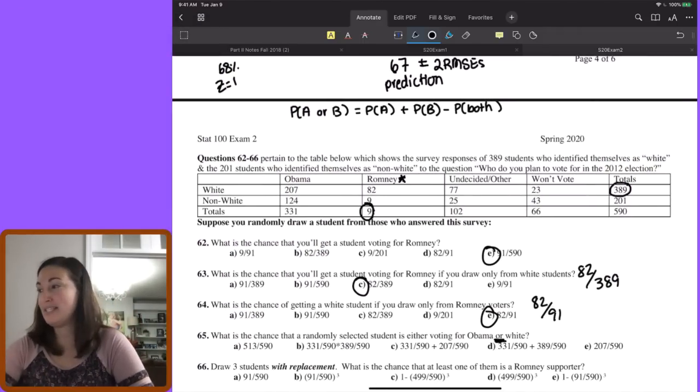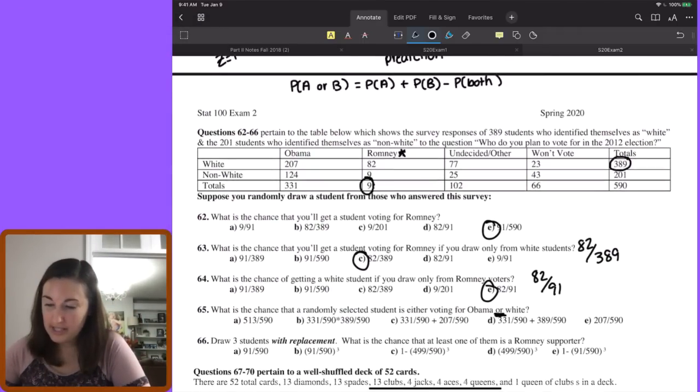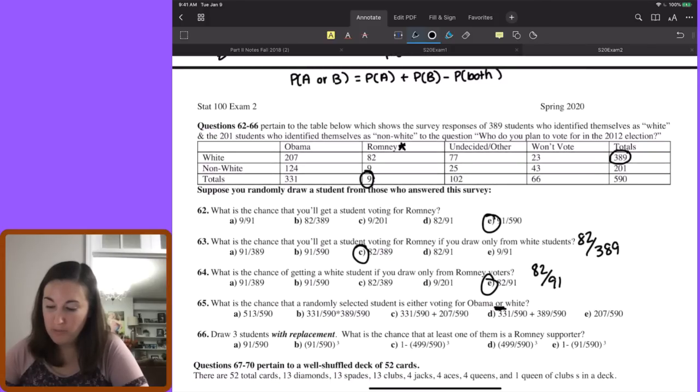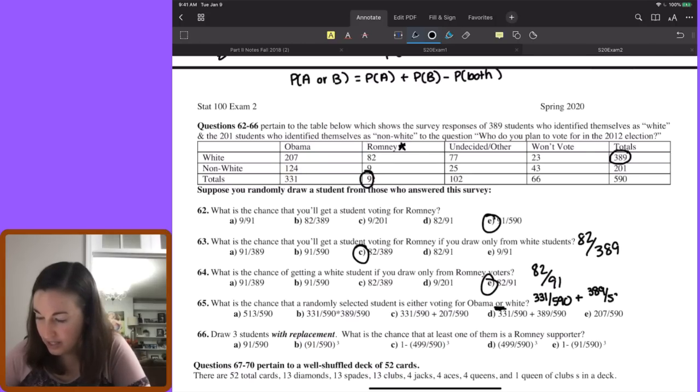We don't want to count them twice. So let's see, I'll go ahead and do this, voting for Obama or white. First I'm going to figure out the probability they're voting for Obama, which, if I look at the Obama column, is 331 out of 590, plus the probability that they're white, which, if I look at the white row, is 389 out of 590.